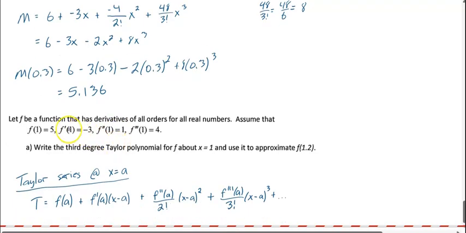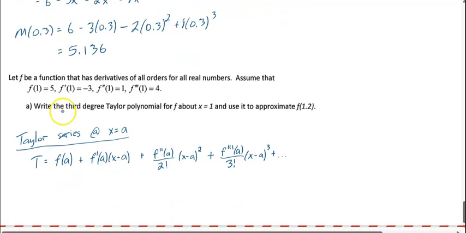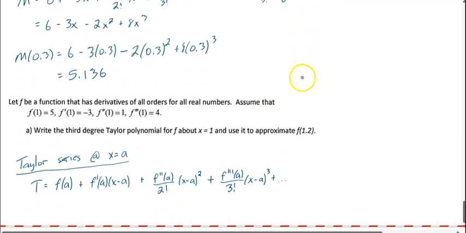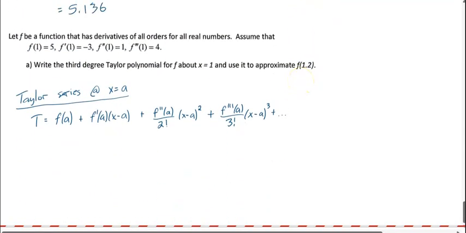The next question is really similar. This is an actual Taylor series question. It couldn't fall into the Maclaurin subcategory. It says f is a function, derivatives, and so on. Assume that f of 1 is 5, f prime of 1 is -3, f double prime of 1 is 1, and f triple prime at 1 is 4. Now, we want to write the third degree Taylor polynomial and then use it to approximate f at 1.2. So we're not going to use this formula. Instead, we're going to use this one up here. You can see I copied it and pasted it so we'd have it right here in front of us.